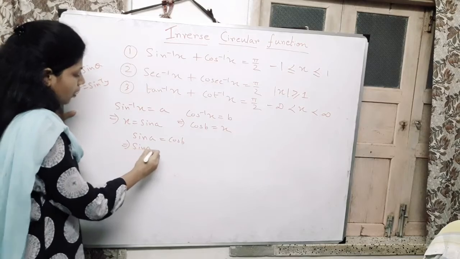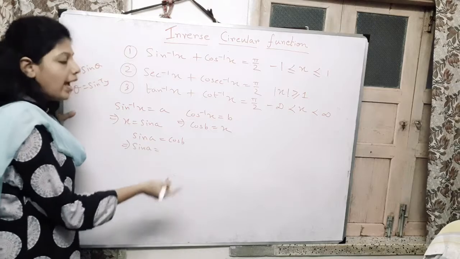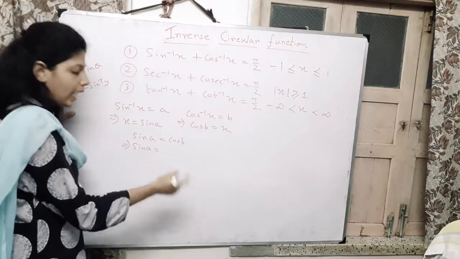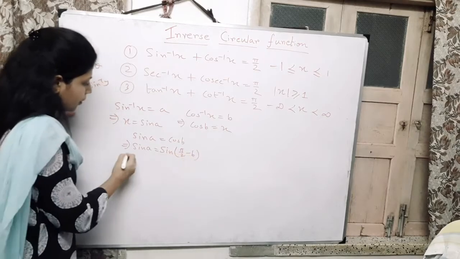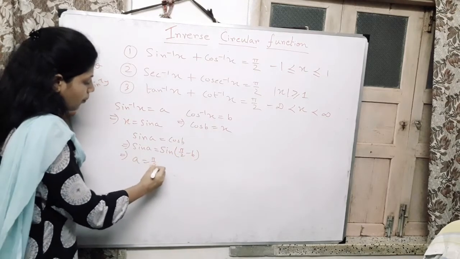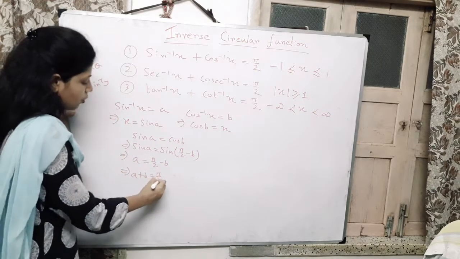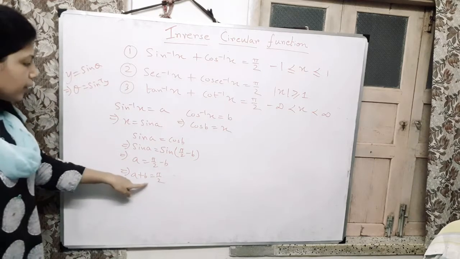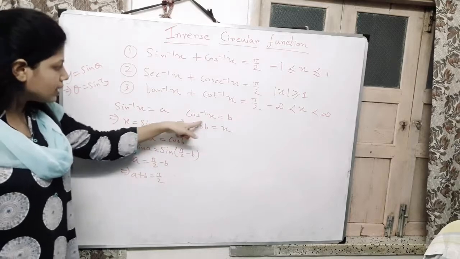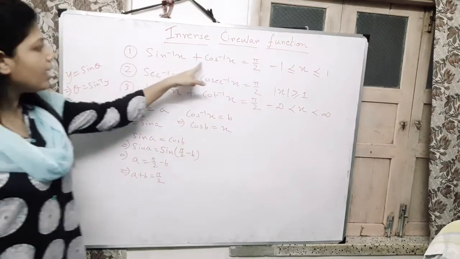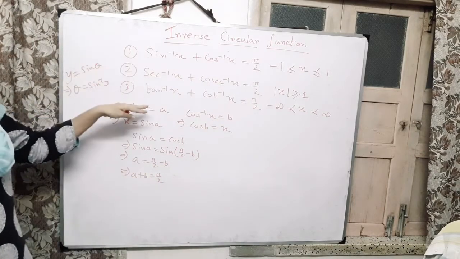Now in class 10 we have done this. If I have to equate both of them, what will I do? I will just convert cos to sine. That means it will be sine of pi by 2 minus b. So a equals pi by 2 minus b. That means a plus b equals pi by 2. Now a and b, what are they? a means sine inverse x and b means cos inverse x. That's why sine inverse x plus cos inverse x equals pi by 2. This one is proved. All are of the same type.